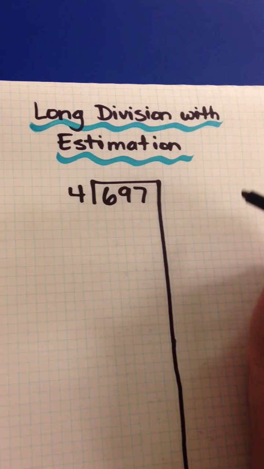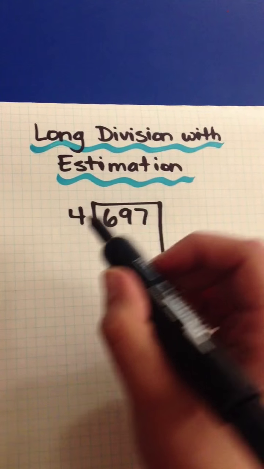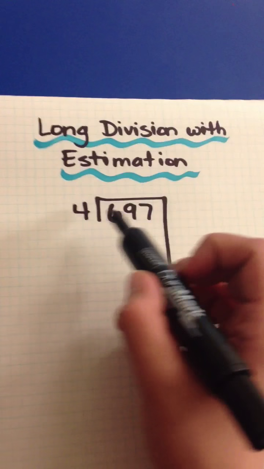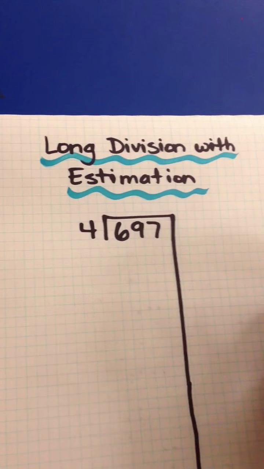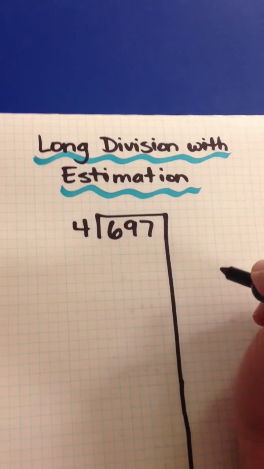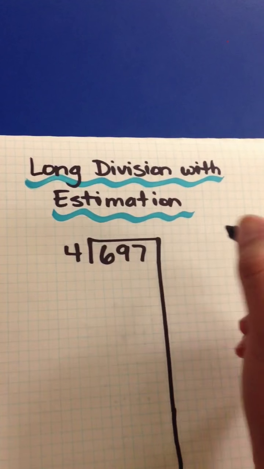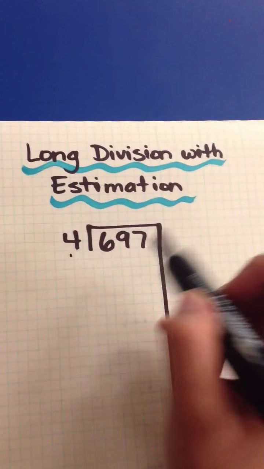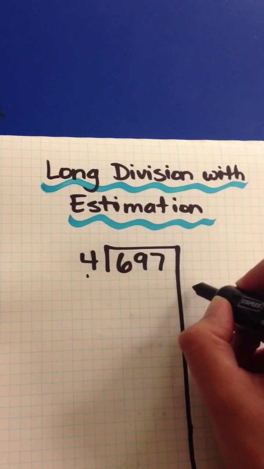Today we're going to be using estimation to help us solve a long division problem. So our problem here is how many times does 4 divide into 697? Now I'm going to estimate to figure this question out, and I'm going to use estimates that are easy for me to calculate mentally. So I'm going to estimate that 4 goes into 697 about 100 times.